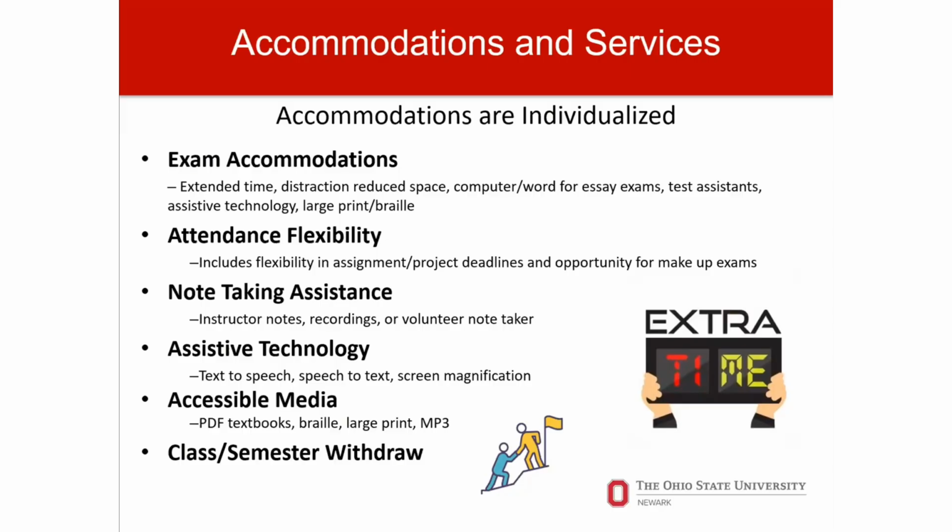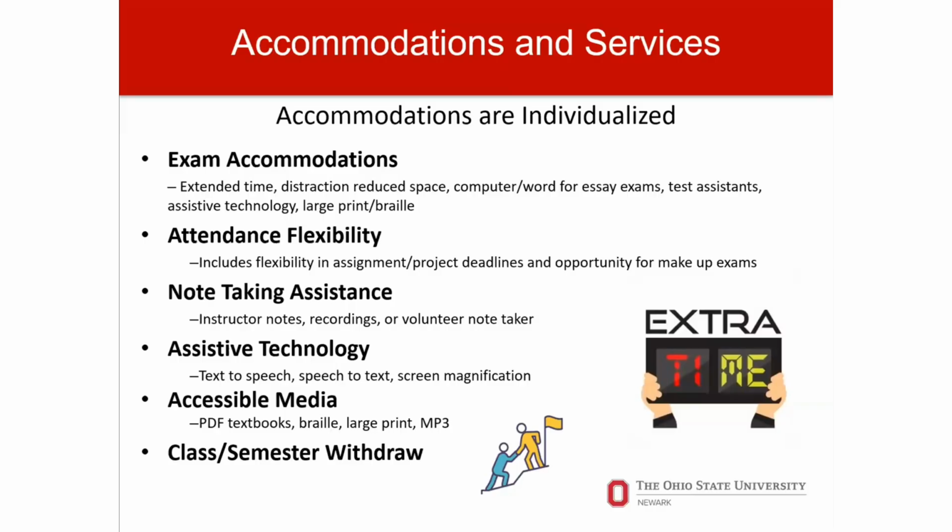Note-taking assistance. A lot of instructors will provide PowerPoints to all students, but we can put assistance in place in terms of a peer note taker or a program called Glean that will record as well as provide a transcript. Assistive technology such as text-to-speech software, Read Write Gold, which is a reading technology, and then accessible media, getting your books in a digital format. We can also help if for some reason you would need to withdraw from a class or a semester, we can help with that process as well.